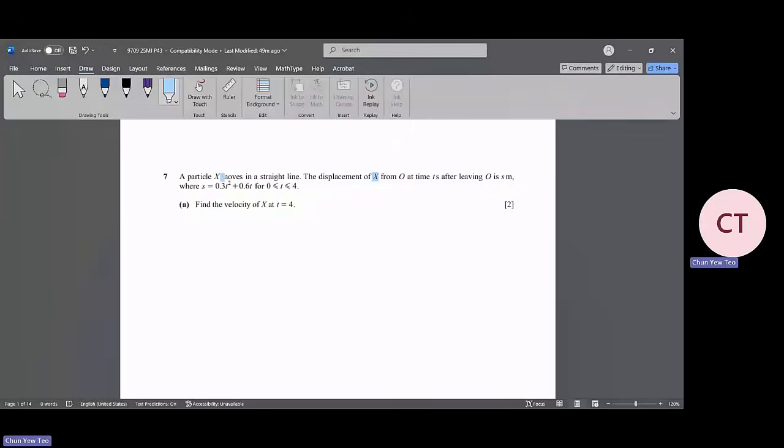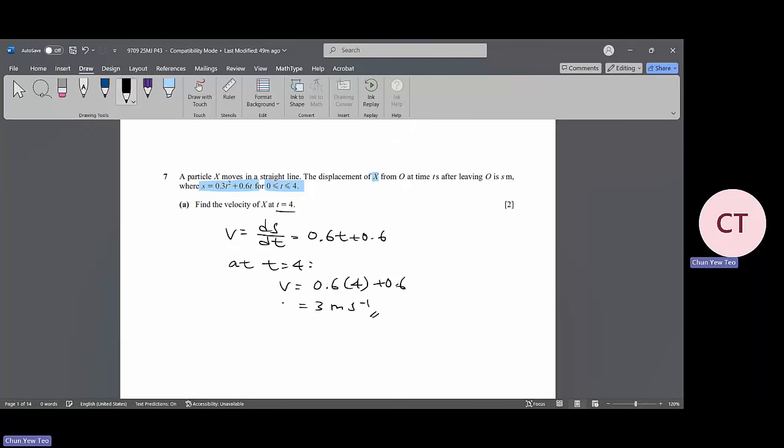O is S meter, where S is given as 0.3 t squared plus 0.6 t for the time between 0 to 4. So we want to find the velocity when the time t is equal to 4. To find velocity, we need to do the differentiation. ds/dt will be 0.6 t plus 0.6. Then at t equal to 4, your v is equal to 0.6 times 4 plus 0.6. That will give you 3 meter per second. That is the answer for question number 7A.